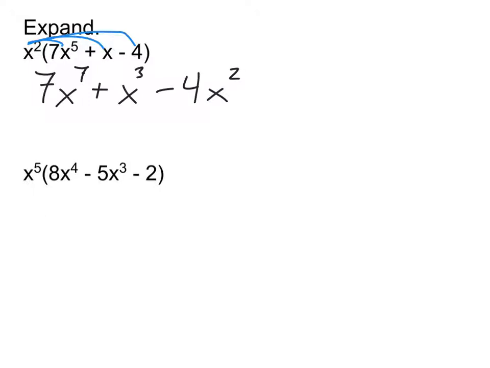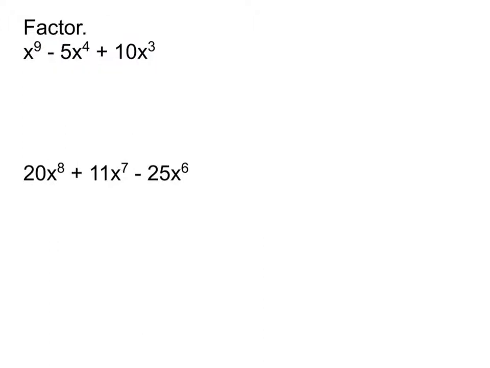All right, same idea for the last one. So I multiply x to the 5th, and that's going to give me 8x to the 9th. Remember, add the exponents. Minus 5x to the 8th minus 2x to the 5th. And now those are expanded. We distributed in for both of those. And having done those, we can then use the same principles that we use for those in order to factor these.